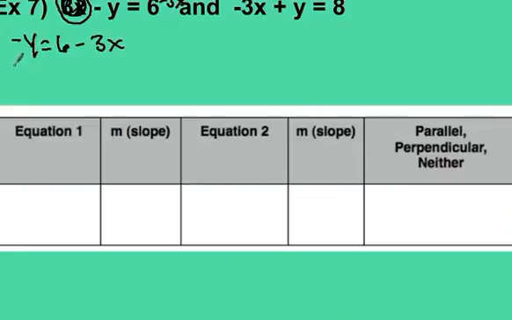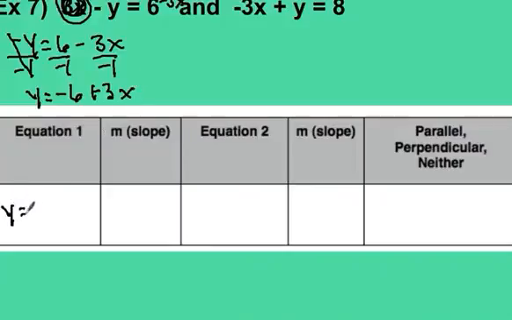But remember that we always want our y to be positive. And so if we have a negative, that means we need to divide everything by a negative 1. When we do that, the negatives will cancel. I'm left with y equals 6 divided by negative 1, which would be negative 6, and negative 3x divided by negative 1, which would be positive 3x. So my first equation would be y equals negative 6 plus 3x. And so my slope would be positive 3.